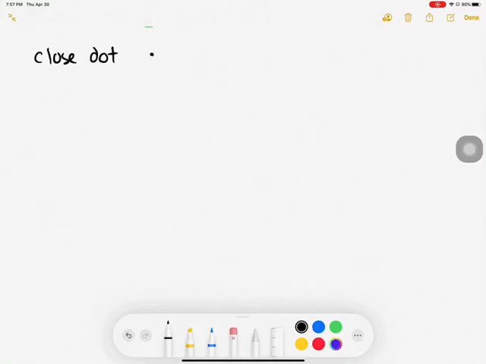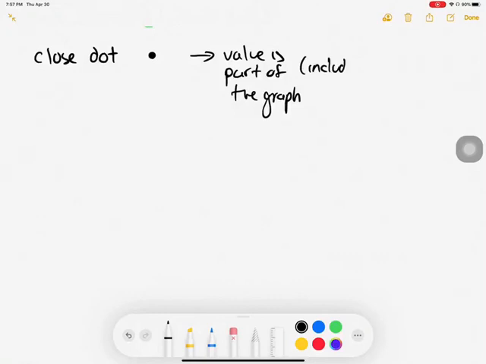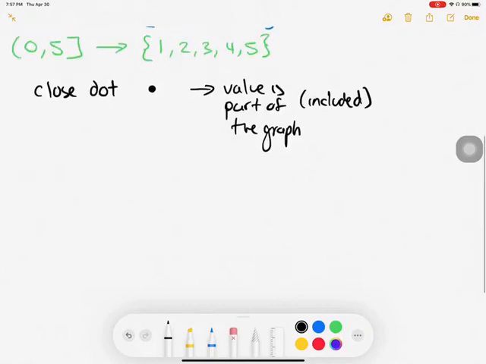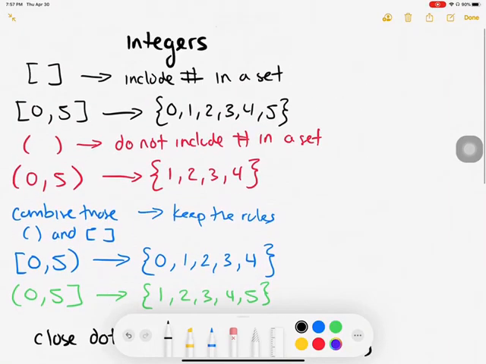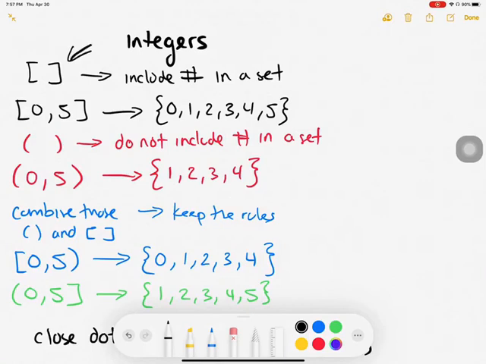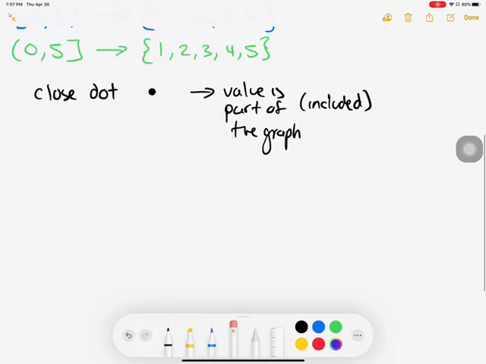A closed dot looks like a filled dot, and this means the value is part of the graph. So we can say that this is included. If you were to relate this closed dot to any of the symbols that we just talked about, the symbol that means include in the number set is the bracket. So if I have a closed dot in a graph and I write the interval notation of that, I have to use brackets. So that's a closed dot.